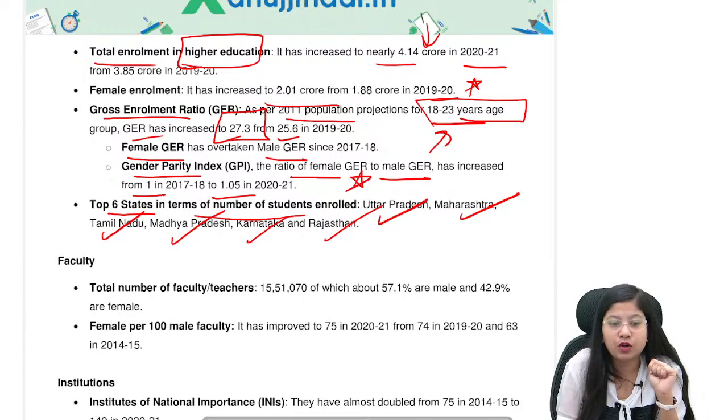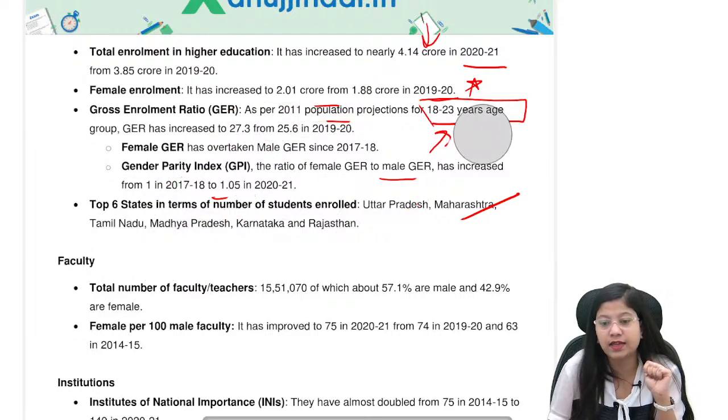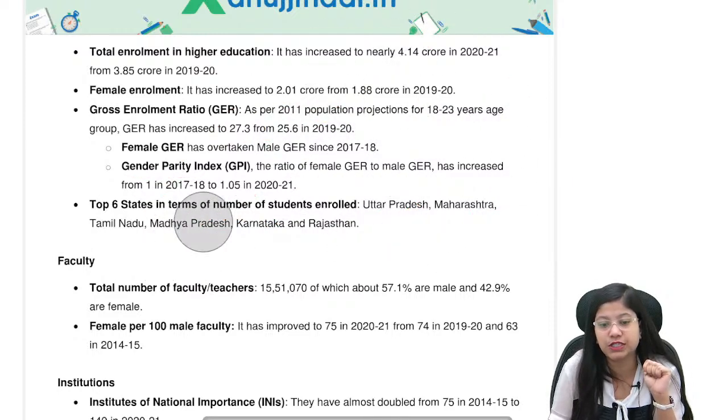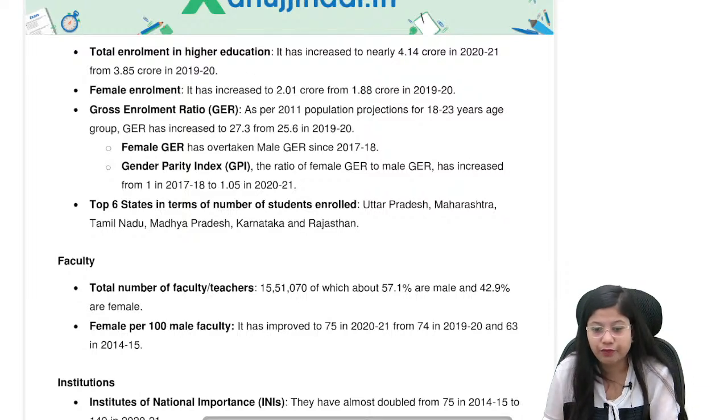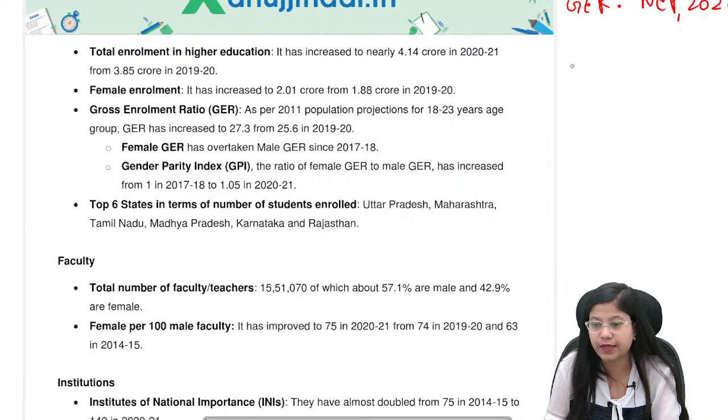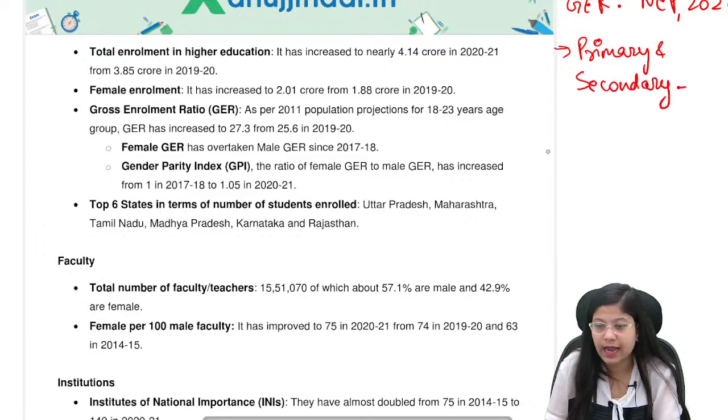Now guys, we have talked so much about the gross enrollment ratio. I would like to ask you the targets of NEP as far as the GER is concerned. So quickly tell me the target of your gross enrollment ratio as per the NEP, National Education Policy 2020, at the primary level, primary and secondary level, that means at the school level, and at the higher education level. Quickly tell me guys.